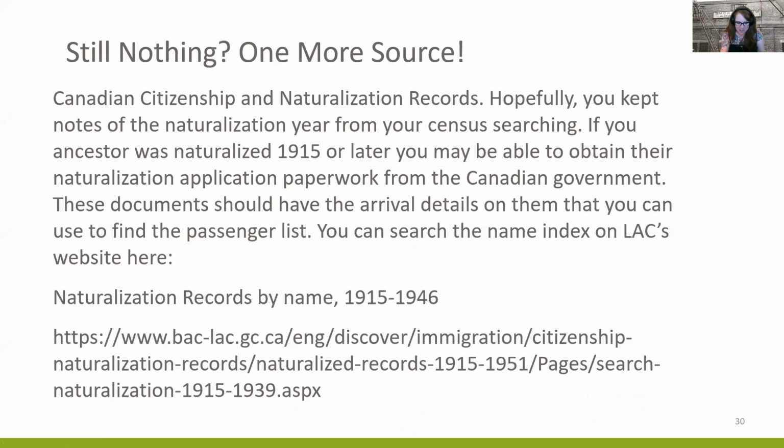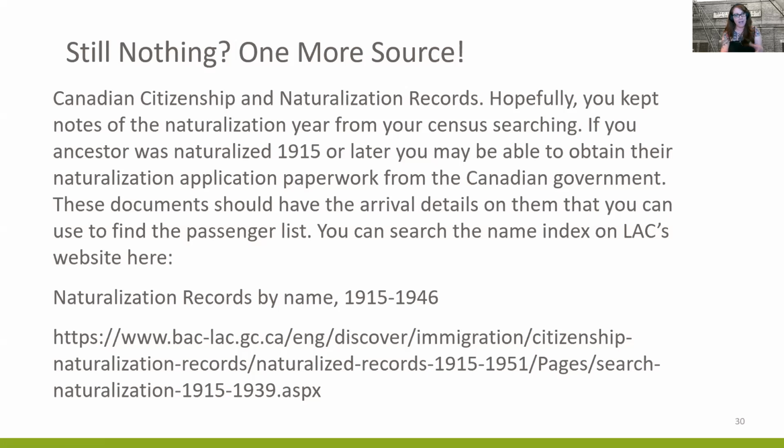There's one more source, and this is the long game. This is not the short game. It's the Canadian Citizenship and Naturalization Records. These records are not digitized and online. They are still protected under the Privacy Act of Canada, and they need to be requested from the Canadian government. So it's an access to information and privacy request to the Department of Immigration, Refugees, and Citizenship Canada. They're the ones that hold these documents.